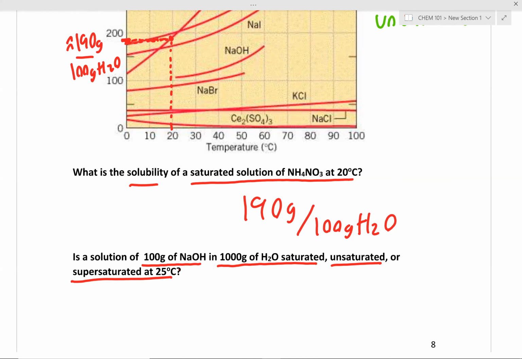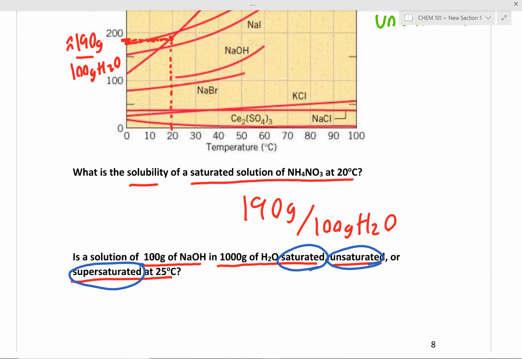It's okay. So let's go through this one together. I saw a lot of reasonable answers. So let's talk this through. What are we doing in this problem? What is our goal in this problem? So in order to answer the question whether it's saturated, unsaturated, or supersaturated, I'm going to have to read off the solubility from this curve.